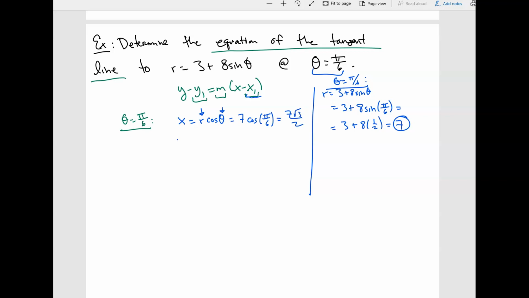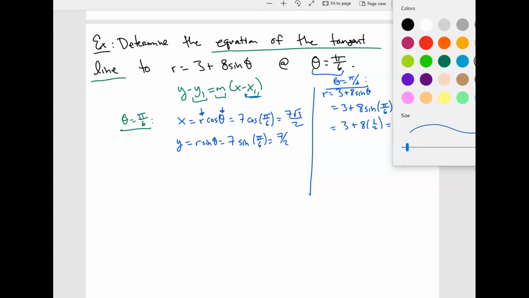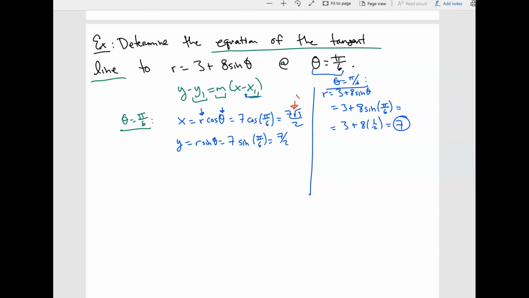Now we're going to do the same thing for y. So y is equal to r sine theta. We have 7 sine of pi over 6, and what we get is 7 over 2. So basically, this is my x1 and this is my y1. We just found my x1 and my y1.